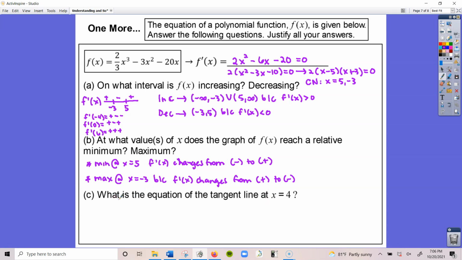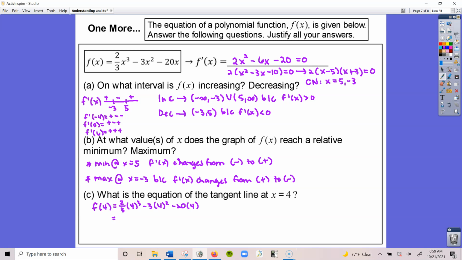Finally, here we want to know what is the equation of the tangent line at x is equal to 4. So I'm going to need to do two things. I need f of 4, which is my point of tangency. So let's plug that in. So we get 2 over 3, 4 to the third, minus 3 times 4 squared, minus 20 times 4.